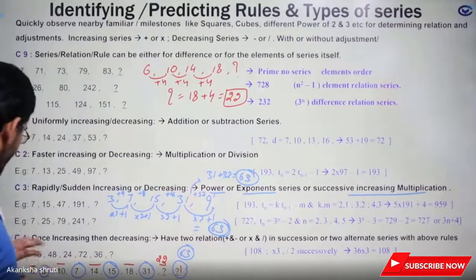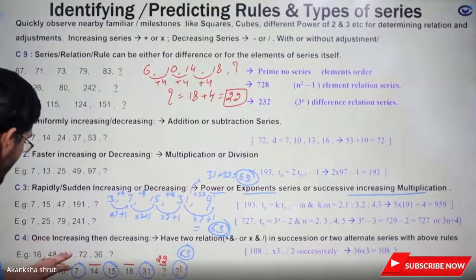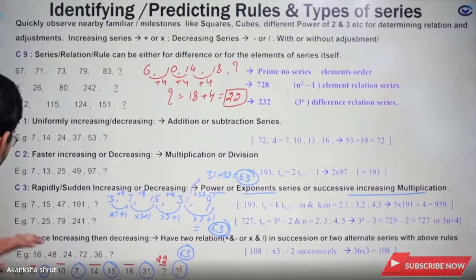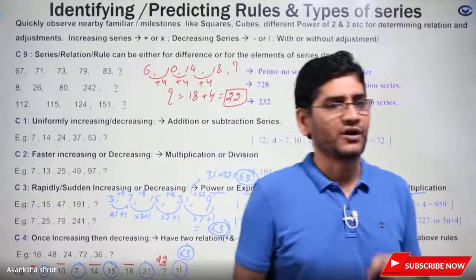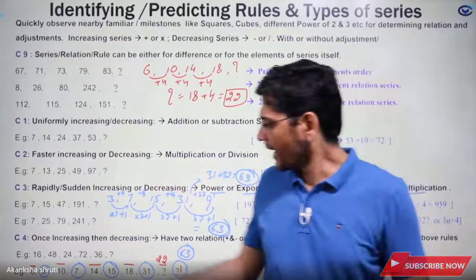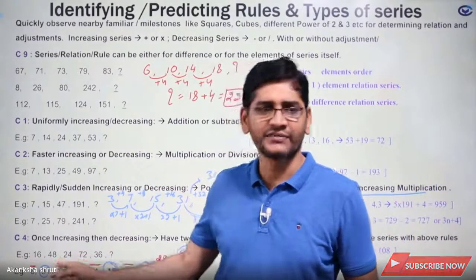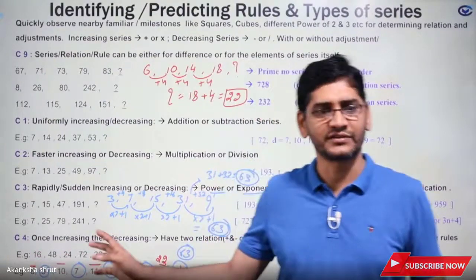Another one: if the difference or the terms themselves do not appear to satisfy any of the three conditions, then go for searching the alternate series, or apply first multiplication, then division, or addition, then subtraction, that alternation.